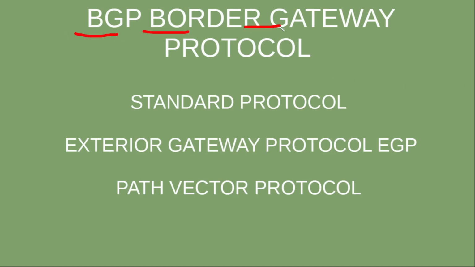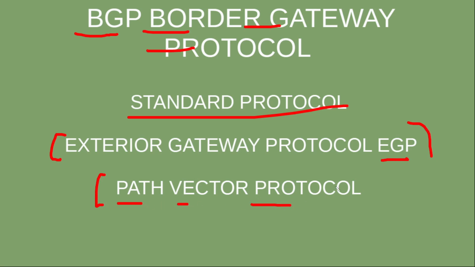BGP stands for Border Gateway Protocol. It's a standard protocol. It has been categorized as an exterior gateway protocol, or EGP, but more recently, more often, it has been referred to as a path vector protocol. Remember that, path vector protocol.